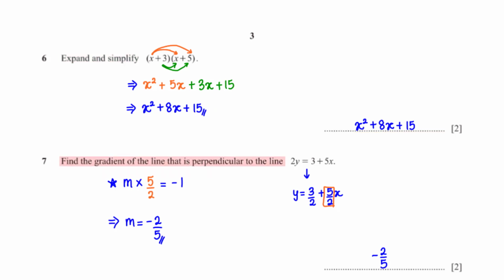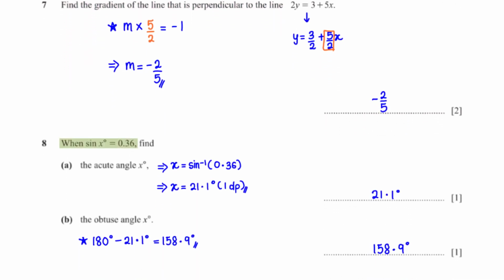Find the gradient of the line that is perpendicular to the line 2y equals 3 plus 5x. First, we need to get the equation of the line in the form y equals mx plus c. When we divide both sides of the equation by 2, this is what we get. The coefficient of the x term, which is 5 over 2, is the gradient of the line. The gradient of the perpendicular line multiplied by 5 over 2 must be equal to negative 1. When we multiply both sides by 2 over 5, we get m equals negative 2 over 5.